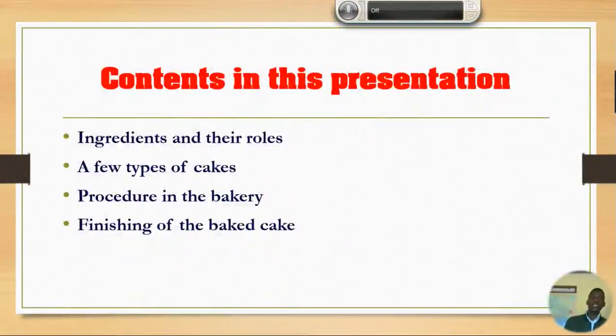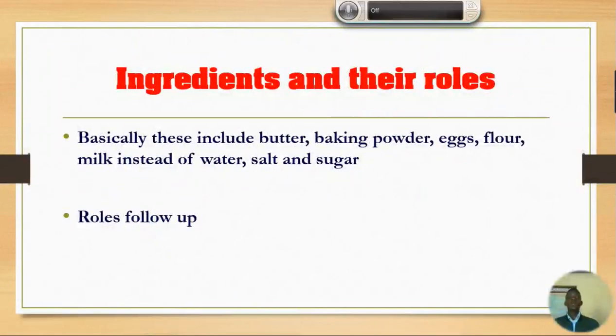Contents in this presentation: we're gonna talk about the ingredients used and their roles, a few types of the cakes, the procedure in baking a cake, and finishing, which is literally called icing. Ingredients and their roles. Basically, these include butter, baking powder, eggs, flour, milk instead of water, salt, and sugar. Those are on the next page.